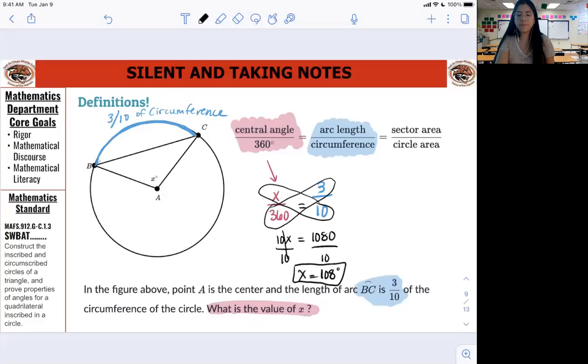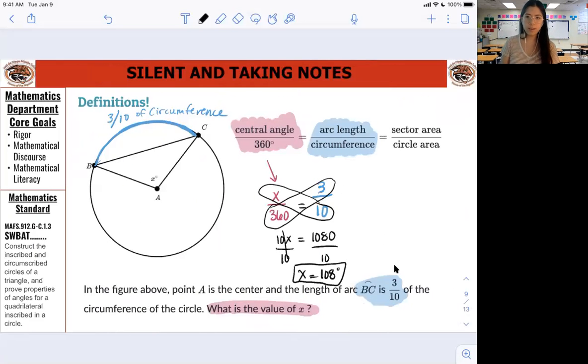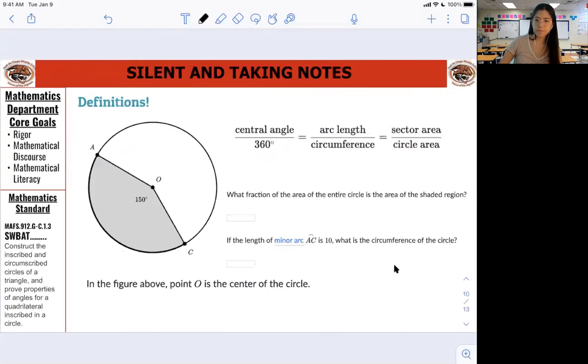Questions on this one? All right, let's do a few more. I have like 3 more. We're just gonna keep practicing this because then you're gonna have to try it on your own. Yes, Tyrone, we got 1080, not 1808. Got it? Okay. All right.